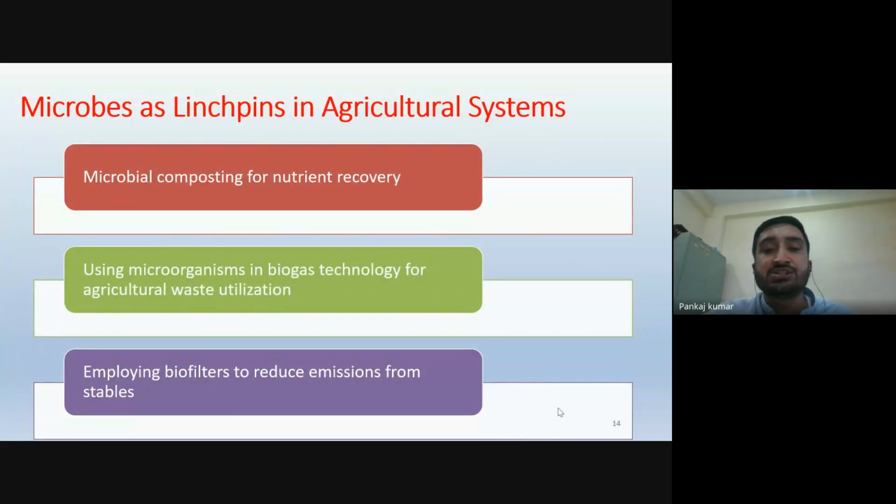Now, microbes as a linchpin in the agriculture system. These are the important points in the agriculture system. First, microbial composting for nutrient recovery. So for nutrient recovery, microbes can be used. Using microorganisms in biogas technology for agricultural waste utilization, as we have seen in the northern part of India, the issue of parali and all those things. If agricultural waste is optimally utilized, then it will help in a much better way. Microbes can help in that, and biofilters can be employed to reduce emissions from the stables. Biofilters will help to reduce the methane gas emissions from the stables of animals.